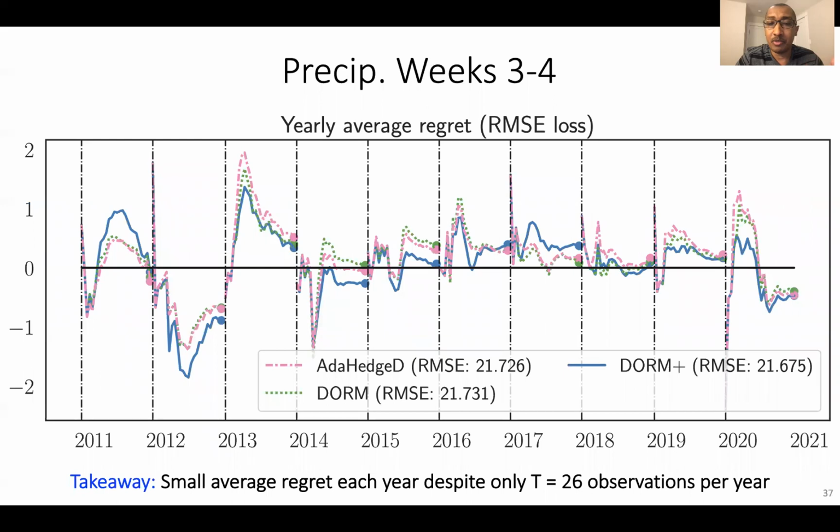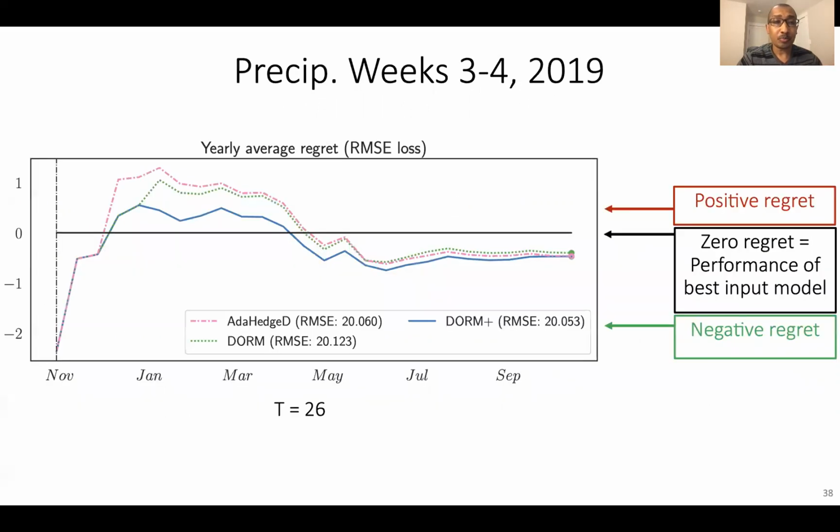And we see similar behavior when we examine performance year by year. Now, you might be wondering, how do you read a plot like this? Let's zoom in on a particular year so I can explain what's going on here. What I'm displaying is the average regret over time as the year progresses. And this black line represents 0 regret.